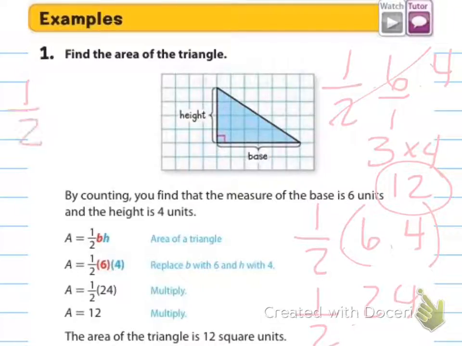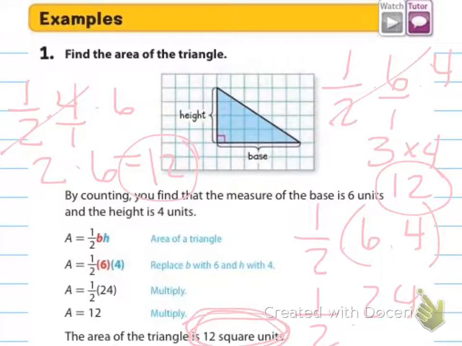Same thing, you could do 1/2 times 4 times 6. I can change the order. It doesn't have to be base times height. It can be height times base, because if it's all multiplication, order doesn't matter. The commutative property says I can change up the order. So here I'm going to cross simplify. I'm going to find 1/2 of 4, which is 2, and then multiply that times 6, and again, I'm getting 12 units squared. And don't forget, square units. We're talking area, and area means units squared.